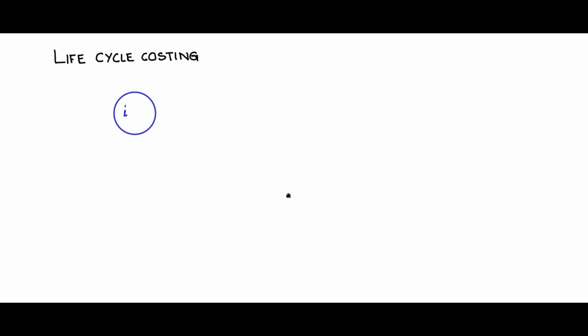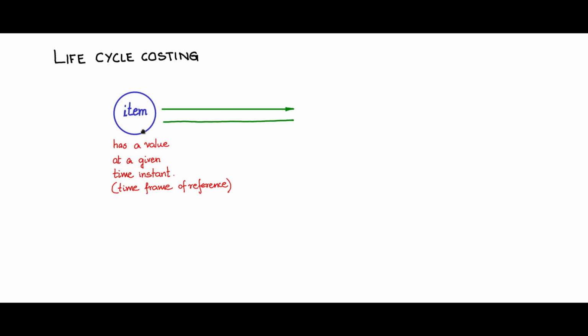Consider an item. Now this item has a value, and this value is related to time. So it has a value at a given time instant, or we could say at a time frame of reference. It could be now, it could be tomorrow, it could be 10 years from now, but the value of the item is directly coupled with time. Now this item is either bought or sold. So there is a transaction where you will buy this item or sell this item, and the medium through which you will buy or sell would be money. So the money also has a value, and that value again is time dependent.